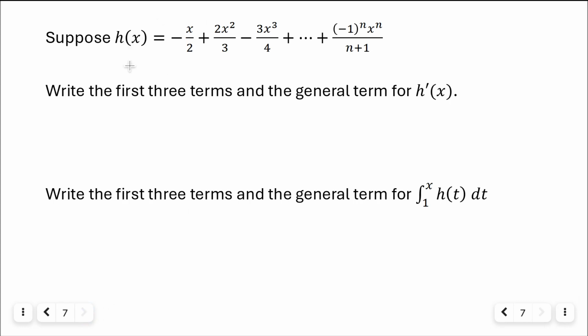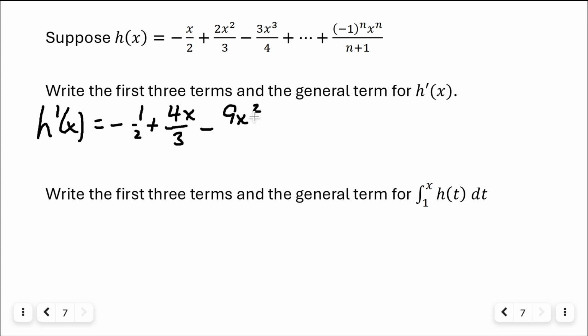All right, finally, let's suppose that h of x is equal to this. Here's 3 terms of it and then the general term for it. Let's write the first 3 terms in the general term for h prime. Okay, h prime means I'm going to derive each one of these terms. So that's negative 1/2 plus 4x over 3 minus 9x squared over 4. Leave the negative 1 to the n over n plus 1 out of it. And the derivative of x to the n is nx to the n minus 1. And that would be my answer.